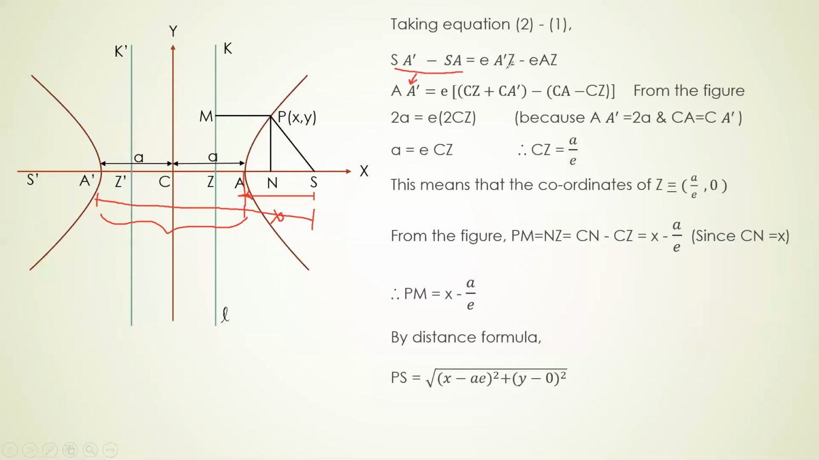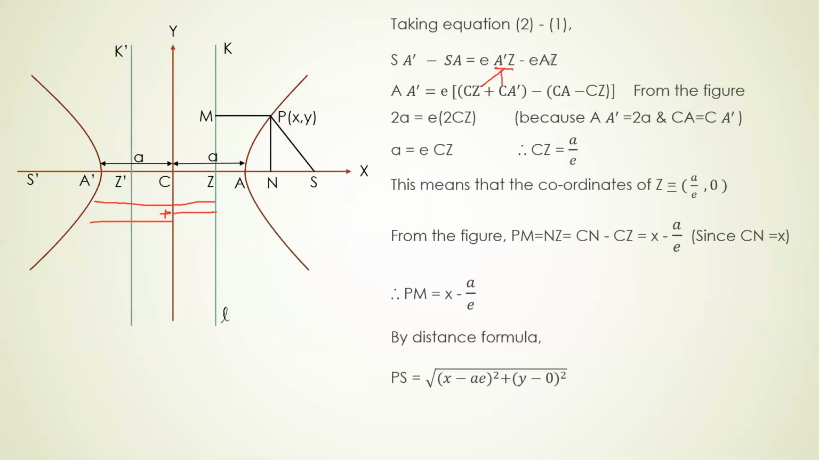Now E we will take common. So what is left out? A dash Z minus AZ is left out. If I take E common here, what is left out is A dash Z minus AZ. Now let us see what is A dash Z. Let us find out what is A dash Z. Where is my A dash Z? This is my A dash and this is my Z. What we can say is, it is CZ plus CA dash. So A dash Z we can say as CZ plus CA dash.